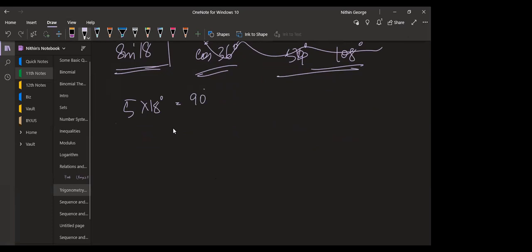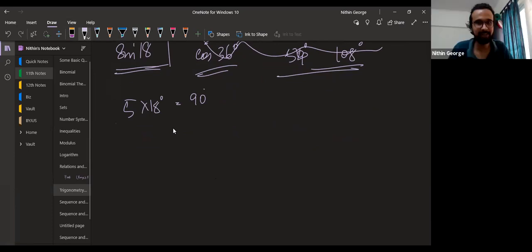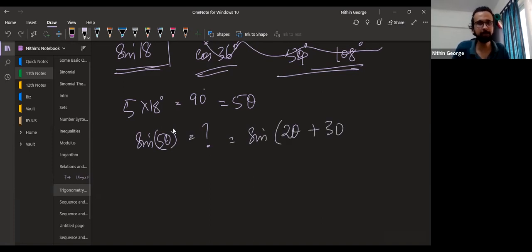So I will write this as 90 degrees equal to 5 theta. Now, I'm looking for sine of 5 theta equal to what? I will write this as sine of 2 theta plus 3 theta. So basically, I wrote 5 theta as 2 theta plus 3 theta. Note this much down first.